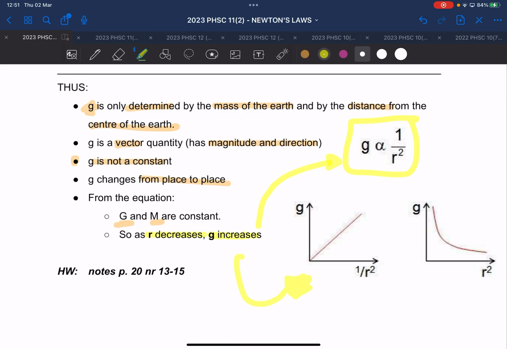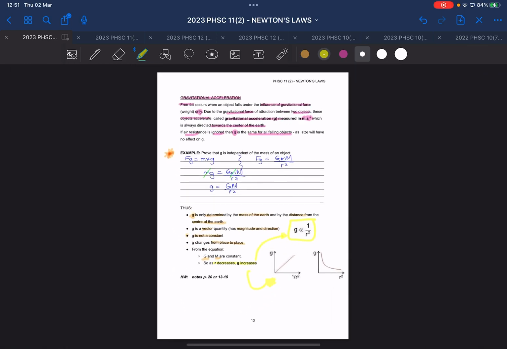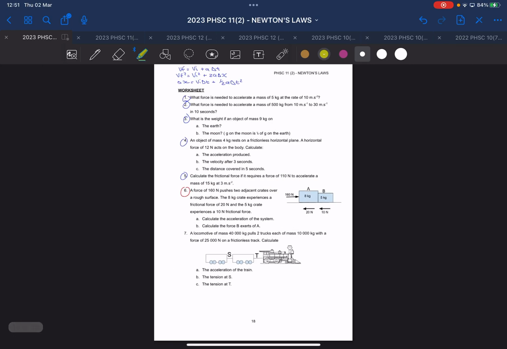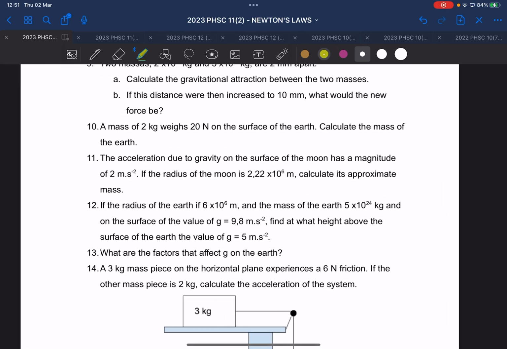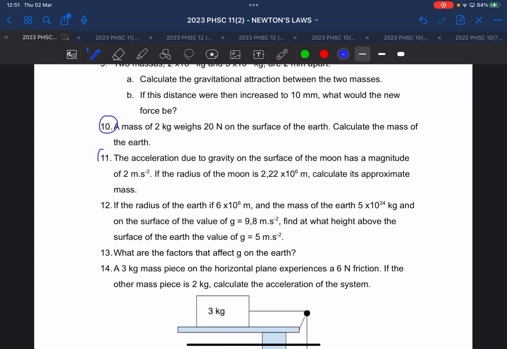All right. So what I want you to do is, and you're going to start now because I want to check, you are going to do questions 10, 11, 12, and 13. But 13 is actually too easy. What factors affect g on the Earth? You just do air resistance. No. Okay, if we're going to ignore air resistance, the mass of the earth and the radius. Okay, so you're going to do that, please.